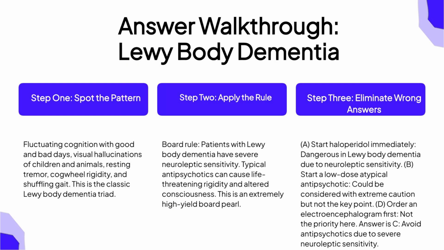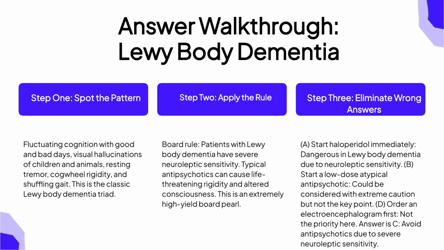Let us break down this answer. The classic triad here is fluctuating cognition, visual hallucinations, and Parkinsonism. Good days and bad days with confusion, seeing children and animals that are not there, and the resting tremor with rigidity and shuffling gait. This is textbook Lewy Body Dementia. Now here is the critical board pearl. Patients with Lewy Body Dementia have severe neuroleptic sensitivity. Giving them typical antipsychotics like haloperidol can cause life-threatening rigidity, altered consciousness, and even death. This is extremely high yield.